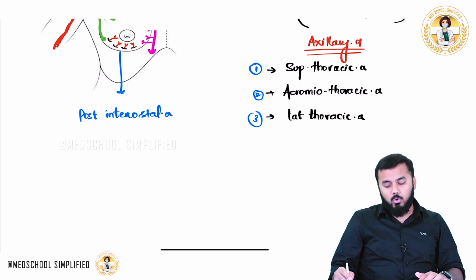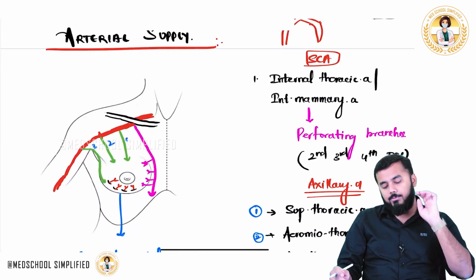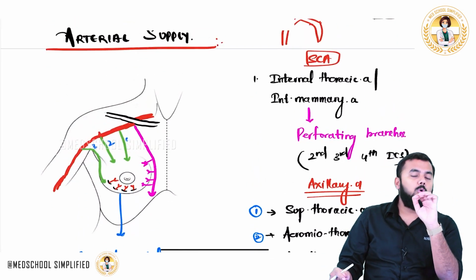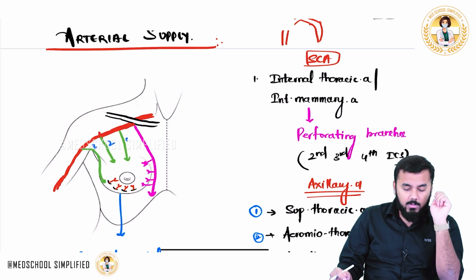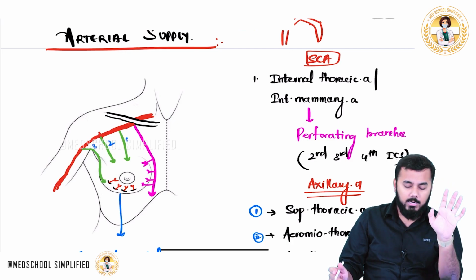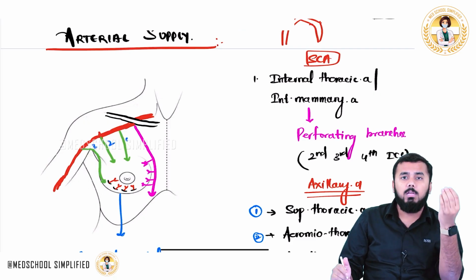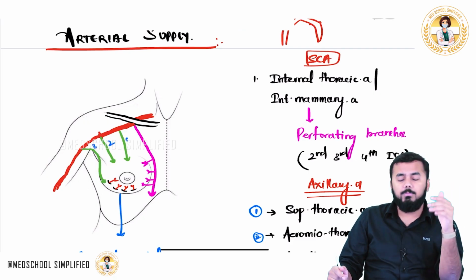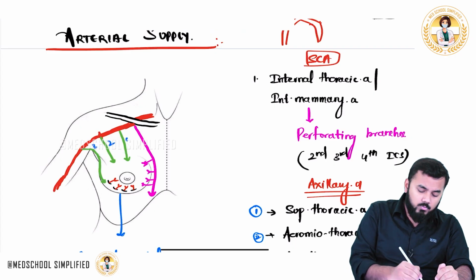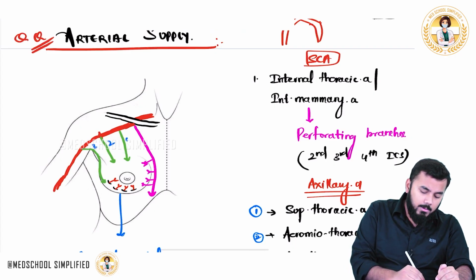Posterior intercostal artery. So this arterial supply, guys, if you really understood it, then no question will be missed, because whenever they ask about this, definitely they will ask you about arterial supply. And personally I have seen that many questions have been asked from this arterial supply. This is very, very important.